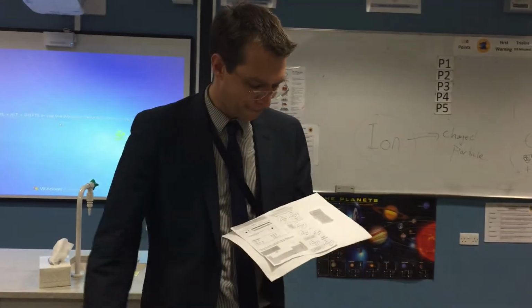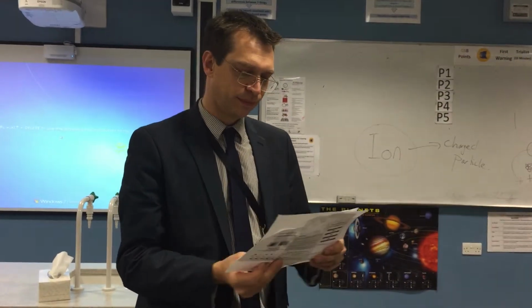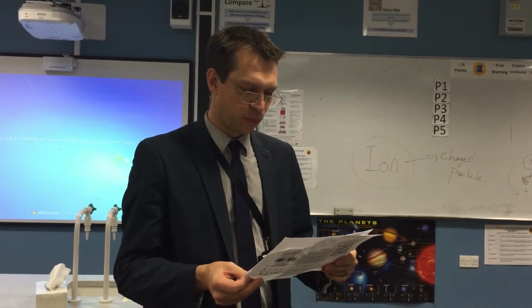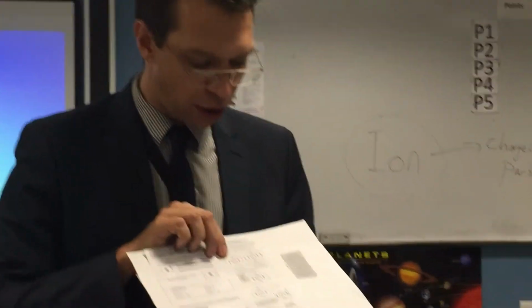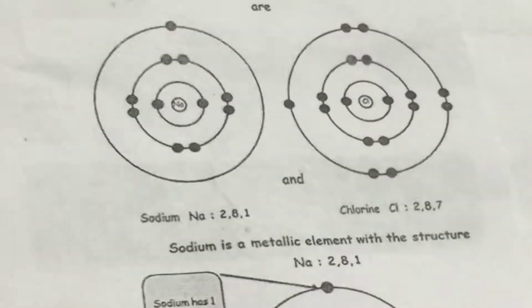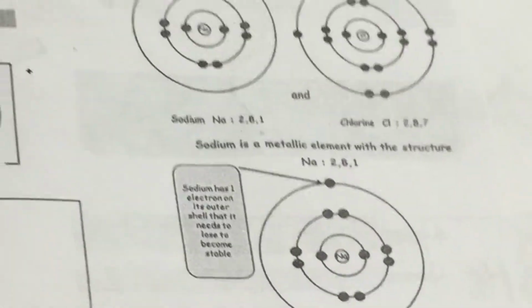Nice and loud. This is where a metal bonds with a non-metal. Instead of sharing the electrons, one of the atoms transfers one or more electrons to the other. Okay, so here we've got a diagram that shows us the structure of sodium, which has got one electron in its outer shell, and the structure of chlorine, which has got 7 electrons in the outer shell.